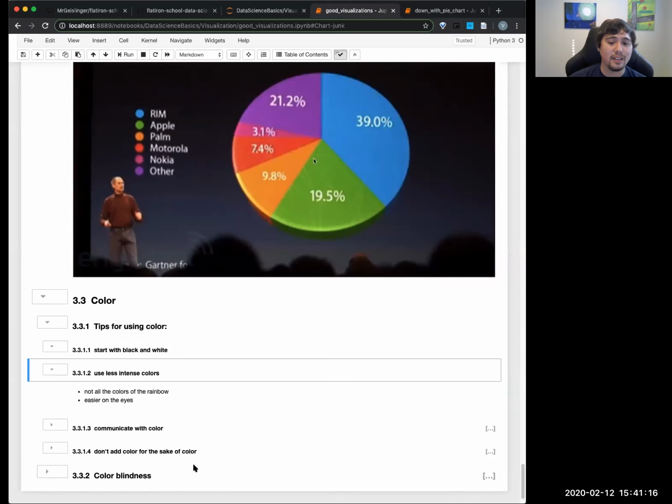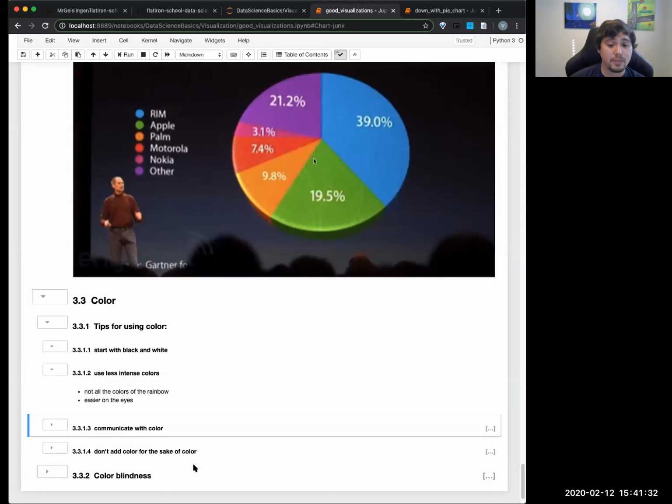Use less intense colors. Don't try to use all the colors of the rainbow. It's easier on the eyes, right? It might look a little more boring, but you avoid, for example, people focusing more on yellow or other colors versus duller colors. So that kind of helps things out.